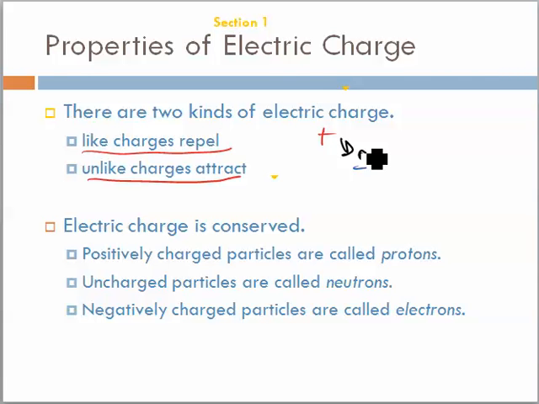Well, next concept here. Electric charge is conserved. Well, positively charged particles are called protons. Uncharged particles are called neutrons. And negatively charged particles are called electrons.